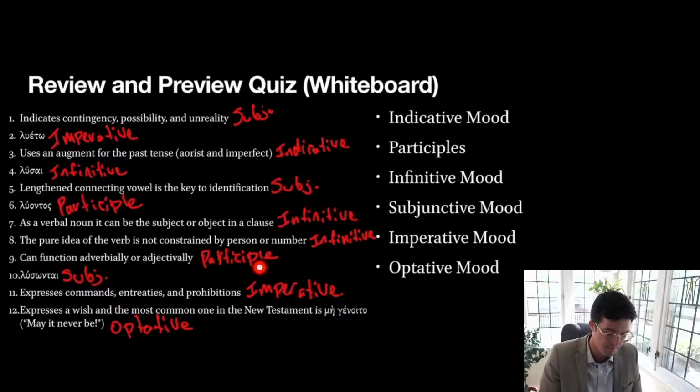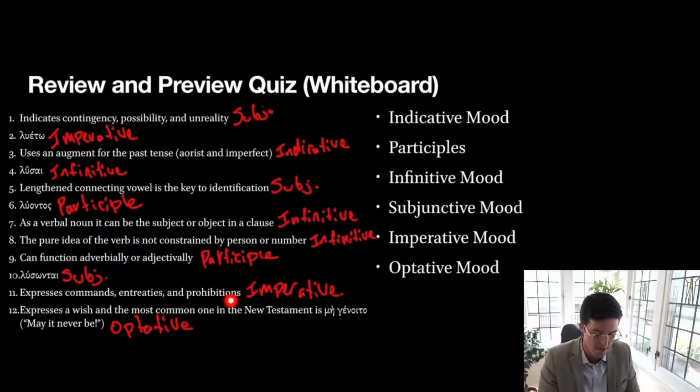Number 9 here, the participle can function either adverbially or adjectively. So when it's functioning adverbially, it's telling us the circumstances under which the main verb in the sentence happens. When it's functioning adjectively, it either modifies a noun or functions as a noun itself. When it's functioning as a noun, that is which kind of use? That's right, substantival use. And then over here, number 10, lusontai is the subjunctive. Our lengthened connecting vowel here with the omega is our clue to the subjunctive.